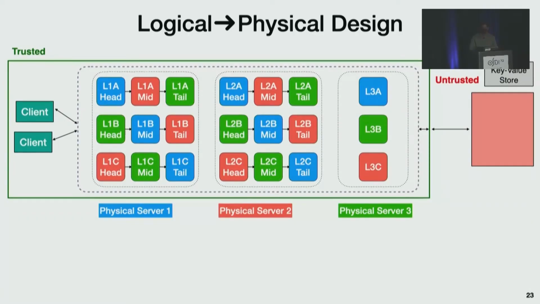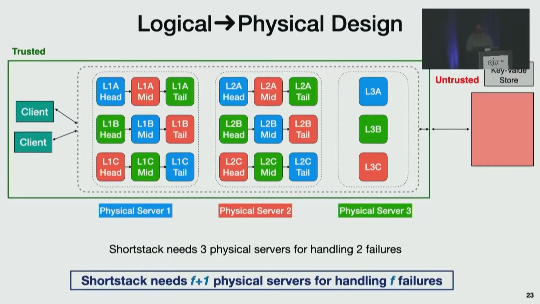Now, you might notice that for any physical server, even if, say, 2 physical servers fail here, a chain is still alive. So different components from different chains are packed onto the same physical server. For this example, SHORTSTACK only needs 3 physical servers to handle 2 failures. And in general, SHORTSTACK needs only F plus 1 physical servers to handle F failures.